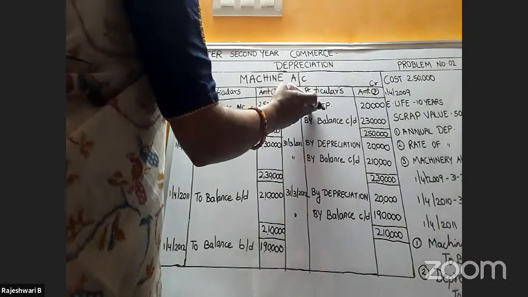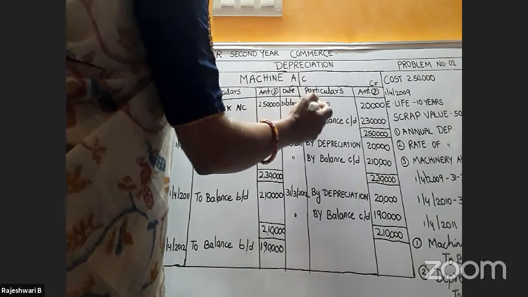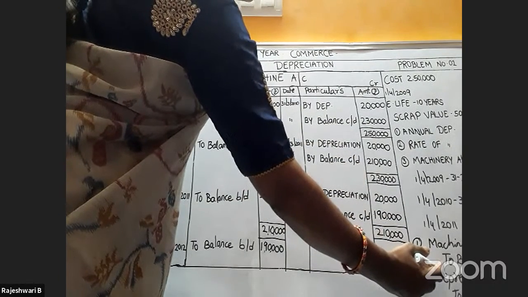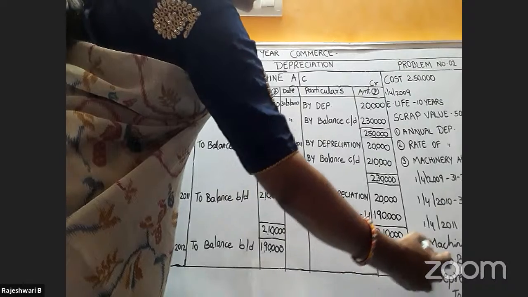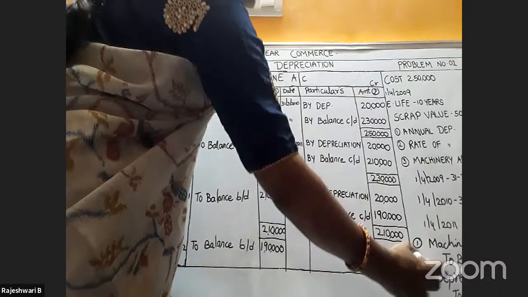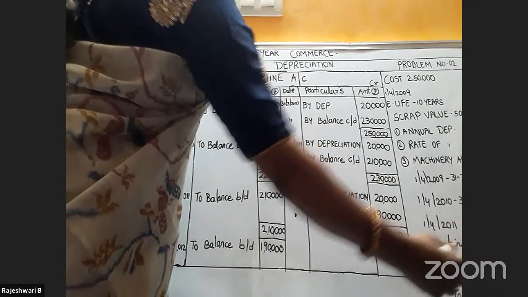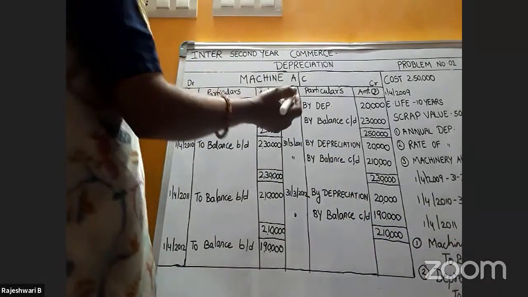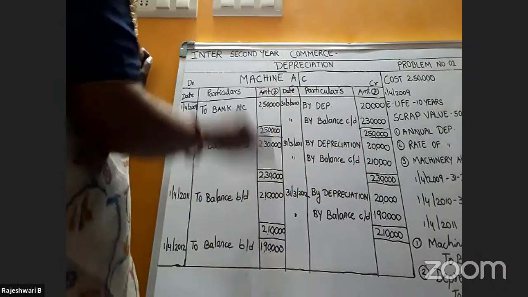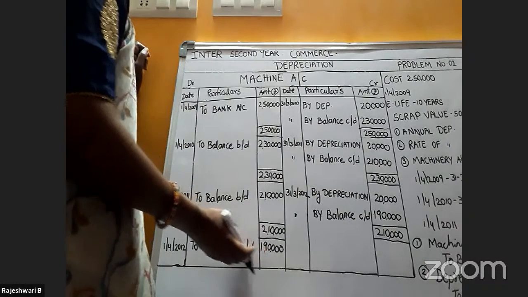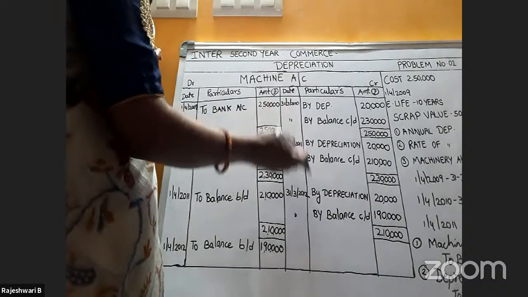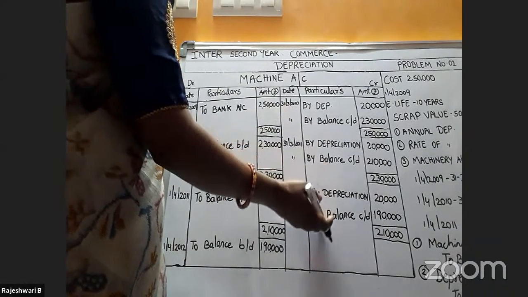The second transaction is the depreciation. Depreciation we provide as per the nominal account: debit losses and expenses, credit incomes and gains. So depreciation account debit to machine account. These are the two journal entries. We have completed this machine account. This balance will be carried forward to the next year. They asked for preparing 3 years, and we have completed 3 years.